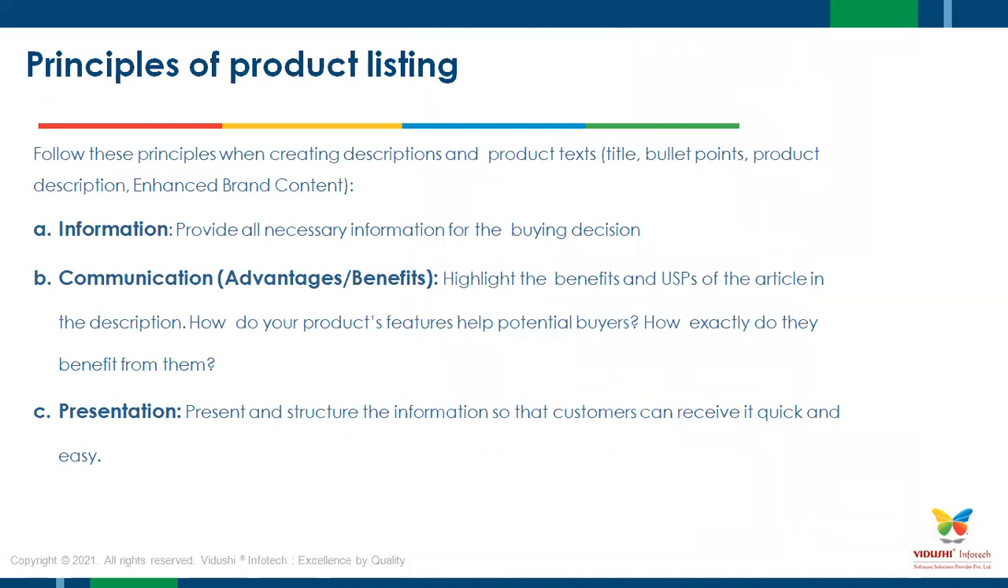Principles of product listing. These are the principles which a seller should follow, related to title, bullet points, product description, and enhanced brand content. This consists of information, communication, and presentation. We'll see one by one.